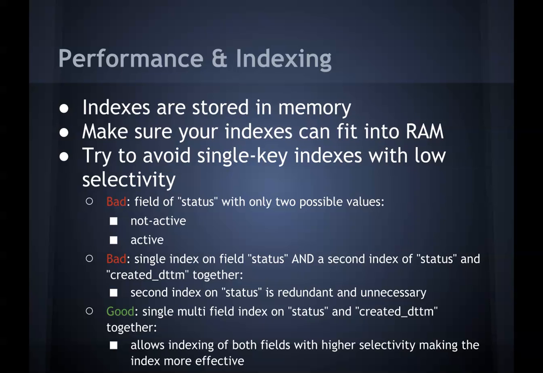So you can see the good one is the third one, where you just have a single multi-field index on status and created datetime together. Like let's say you had a whole bunch of blog posts with the status of active and you wanted to sort them by created datetime.